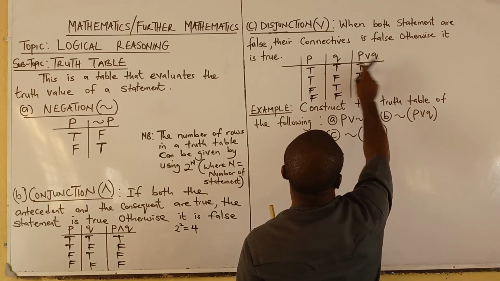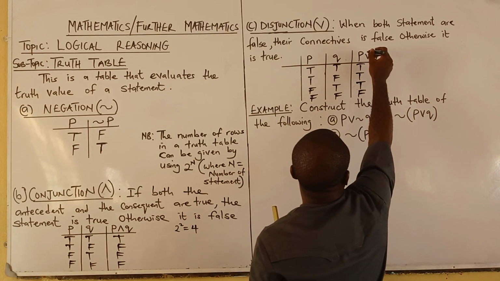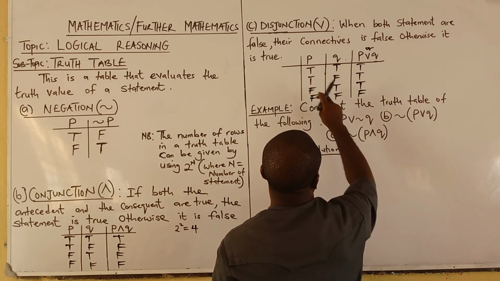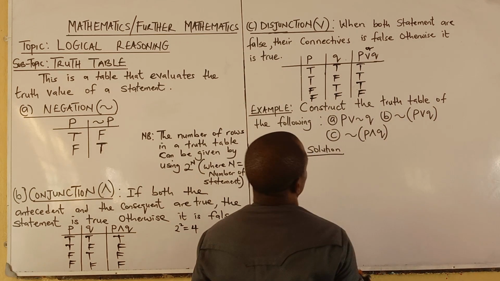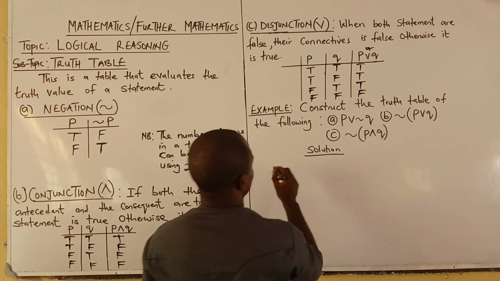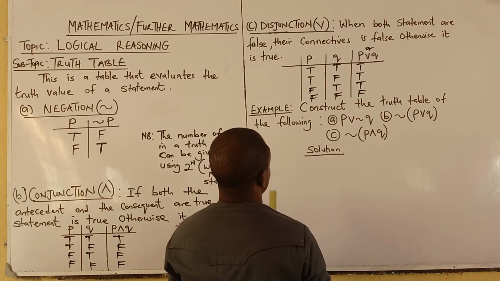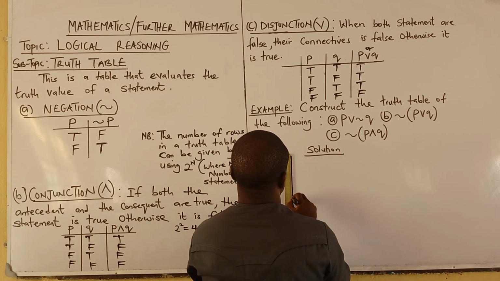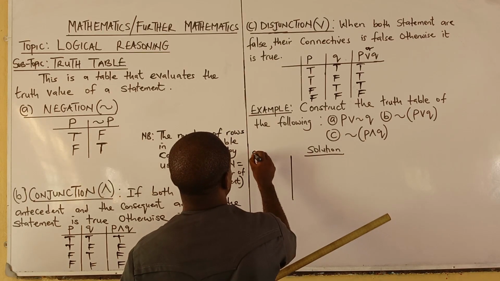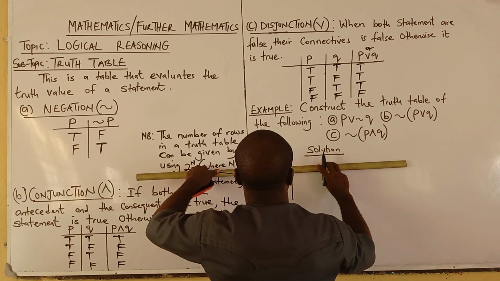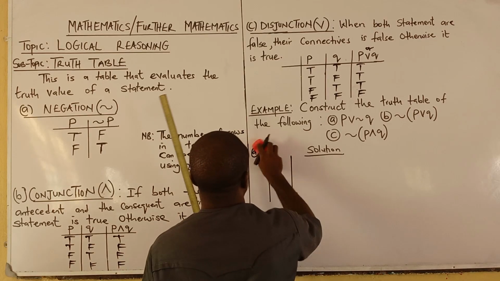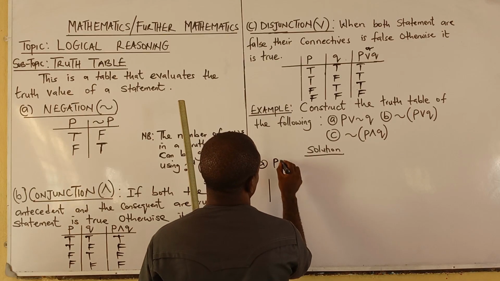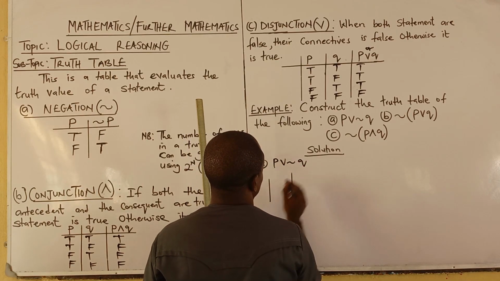Okay, true, true, true, and false, because there is "or". This disjunction is "or", so you pick true instead: false, true, you pick true; false, false, false. Now we have to construct the truth table for the following. This is the A part: P disjunction negation of Q.